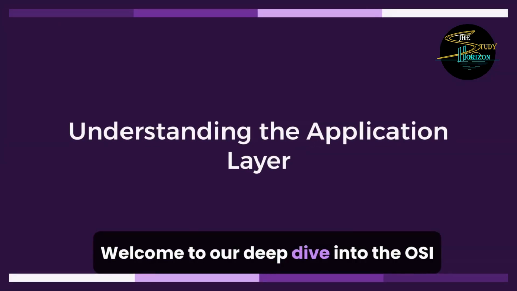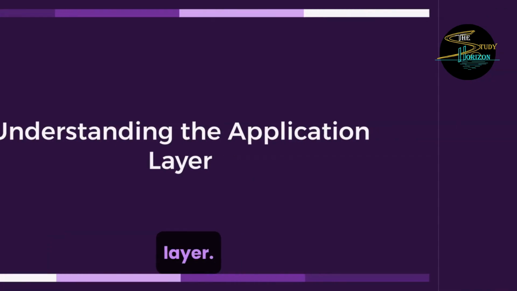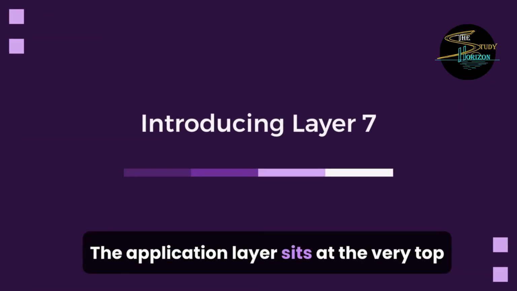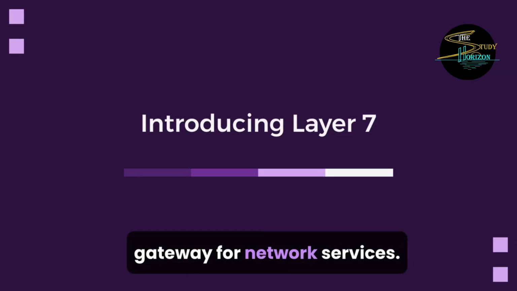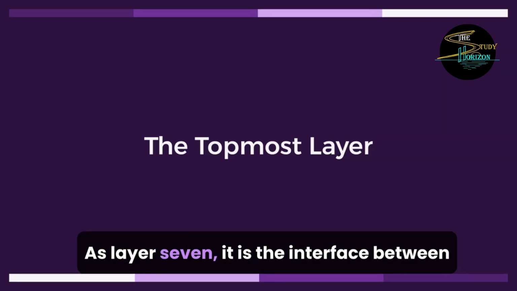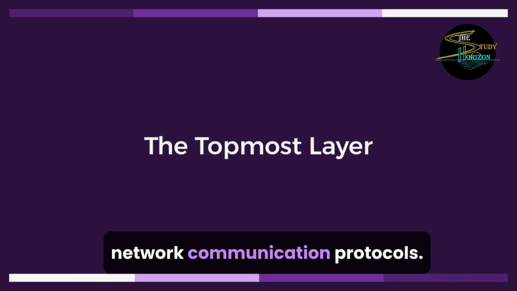Welcome to our deep dive into the OSI model. Today we explore Layer 7, the application layer. The application layer sits at the very top of the OSI model stack, acting as the gateway for network services. As Layer 7, it is the interface between the software we use and the underlying network communication protocols.